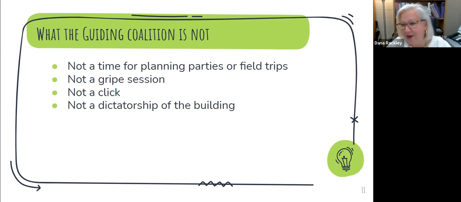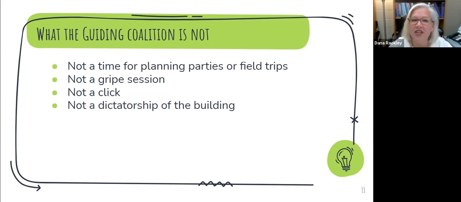It's also not a gripe session. You might have a little guy in your class that just really is pushing your buttons that day. But your guiding coalition time is not, just like your team time, whenever you meet with your kindergarten teachers, it's not a time to just sit and gripe. You have a focus. You have a lot to do.